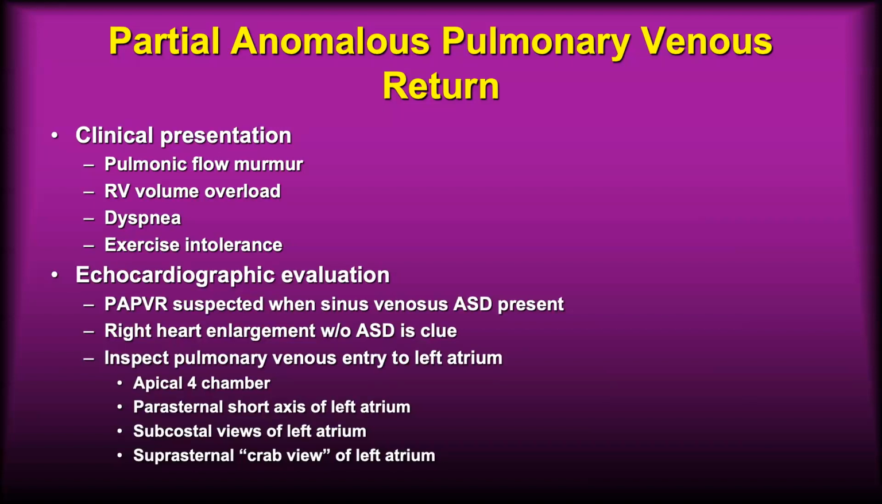All right, inspect the pulmonary venous entry to the left atrium. Apical four-chamber is where we're used to seeing the pulmonary veins, but we can also potentially see them in the parasternal short axis view. Right? Level of the aorta, left atrium's right there. We don't normally look for those things, but they are there. So the left atrium, and then suprasternal, there's a crab view. You're gonna learn about that in pediatric echo, where you can see the pulmonary veins coming in. It looks kind of like a crab, 4 veins coming into the body of the left atrium. You'll see that later on in pediatric echo.